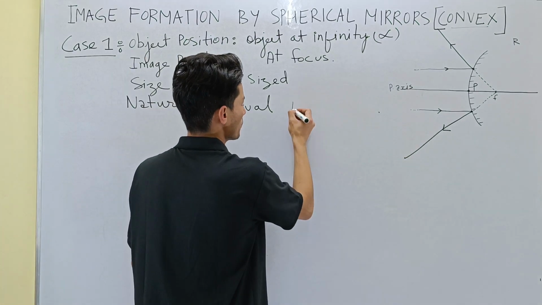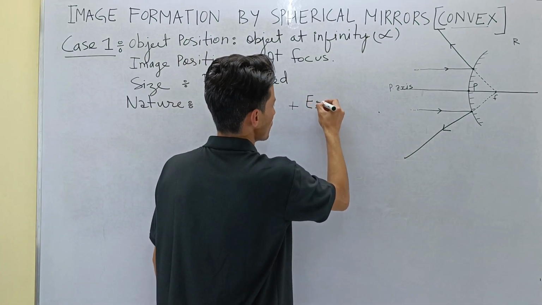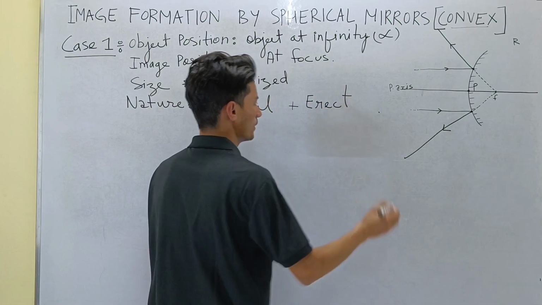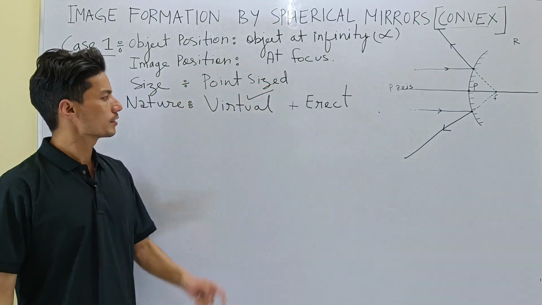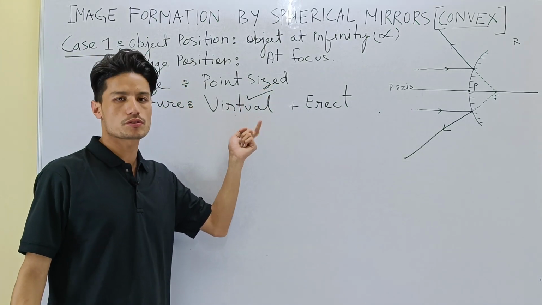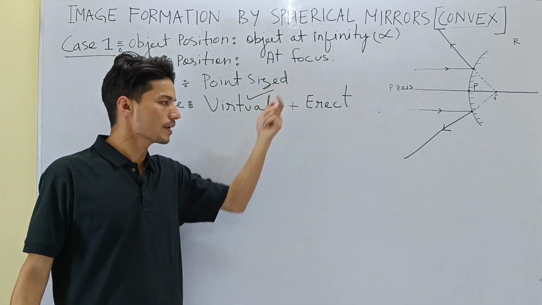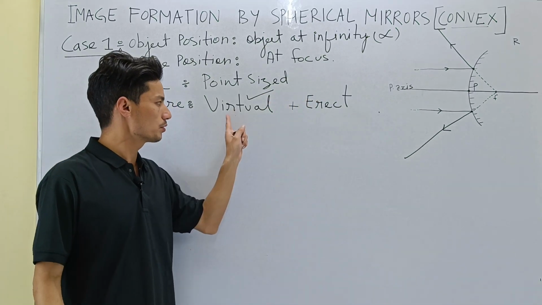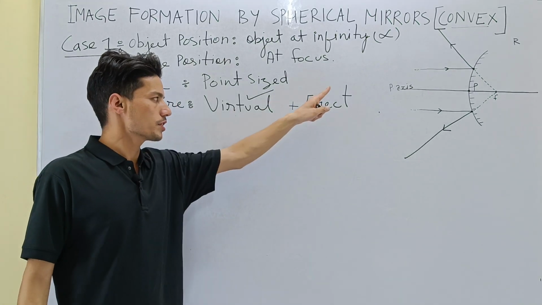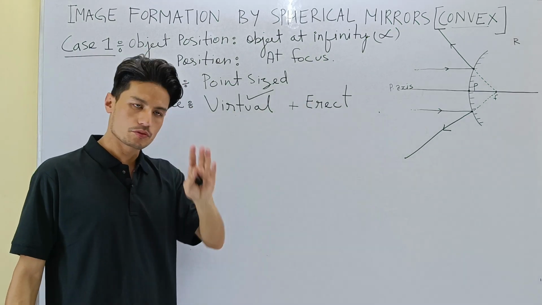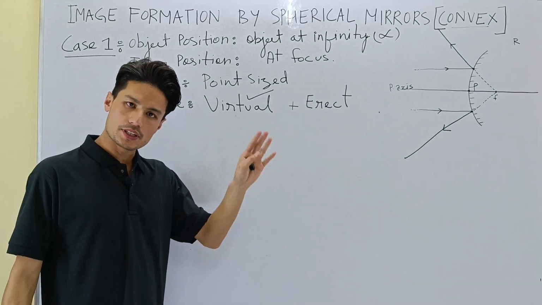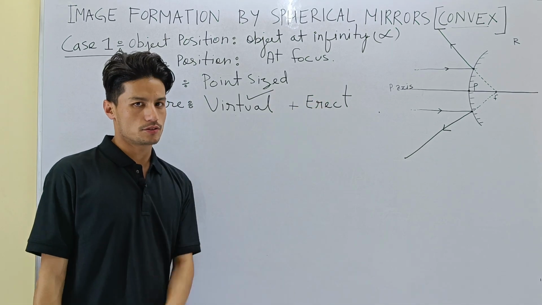Remember virtual. If you want, you can also write virtual plus erect. But remember it will be virtual. You can also only say virtual, still correct. You can also put erect, still correct, but don't forget to write virtual. If you just write erect, you will lose mark. Write virtual and erect, you get full mark. Just write virtual, still you get mark. If you write just erect, you will lose mark.